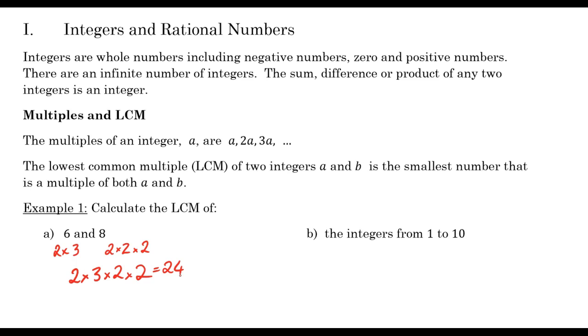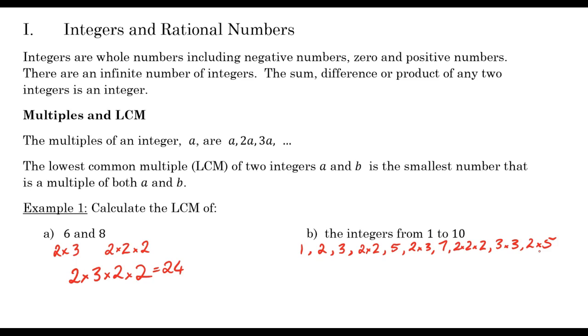Now the integers from 1 to 10, the lowest common multiple of all of those. Well, I have 1, 2, 3, now 4 is 2 times 2, 5, 6 is 2 by 3, 7, now 8 is 2 by 2 by 2, 9 is 3 by 3, and 10 is 2 by 5. So I want a list that includes all of those.